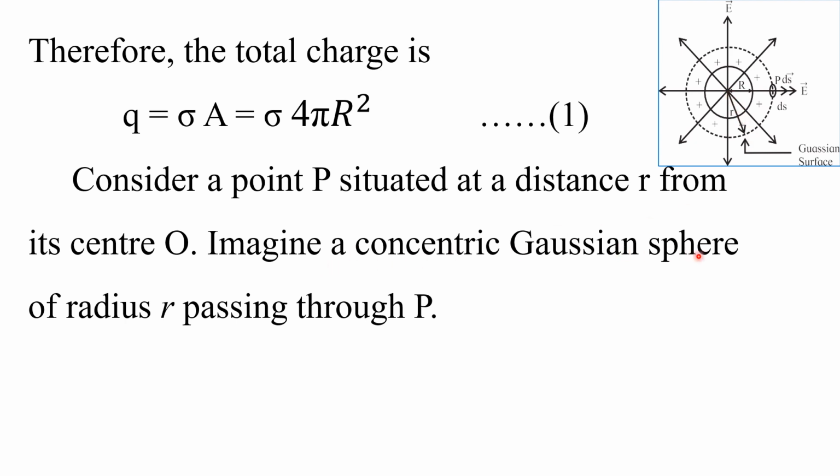Imagine a concentric Gaussian sphere of radius r passing through point P. This surface is an imaginary sphere, also called the Gaussian surface. Our aim is to find the electric intensity at point P. The concentric Gaussian sphere passing through point P is called the Gaussian sphere.